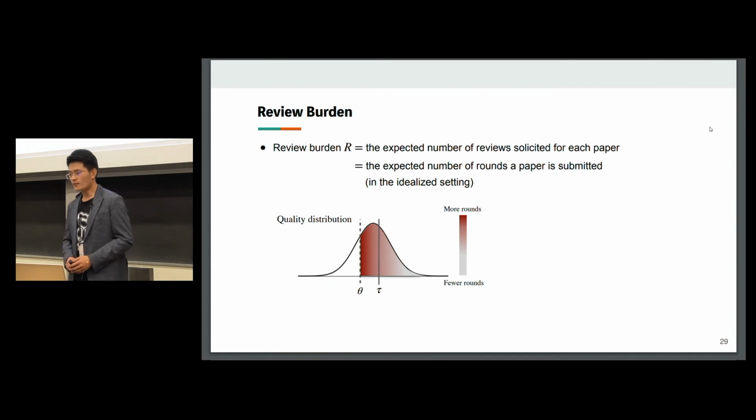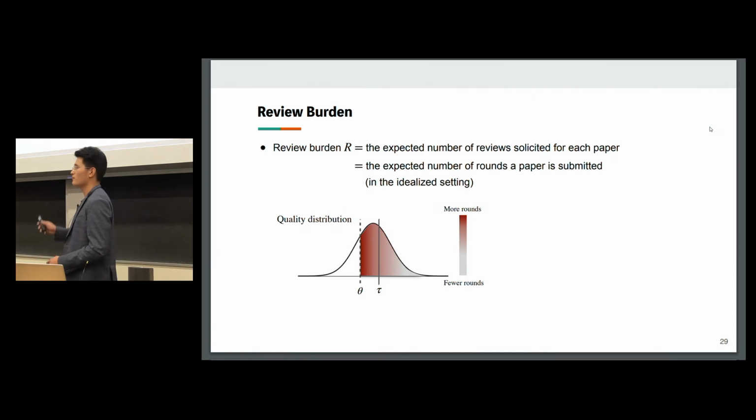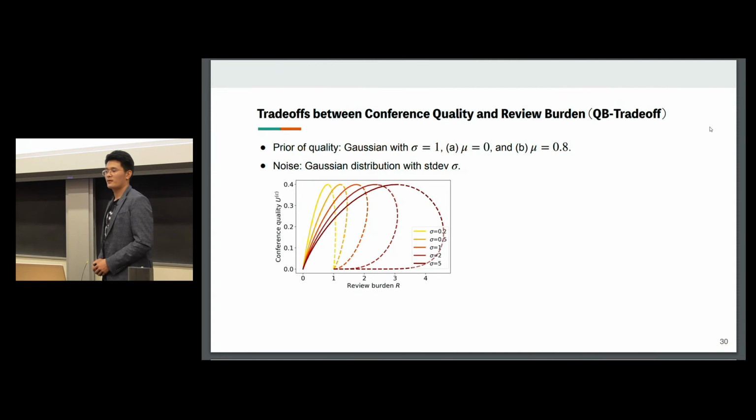So again, look at this figure. The quality distribution is like this Gaussian, and we use color to represent the expected number of rounds a paper is resubmitted before acceptance. You can see that the borderline papers close to theta have a darker color. That means they are experiencing a lot of rounds of resubmission. However, good papers will probably be accepted in the first round. So the review burden will be exactly equal to the integral over this area, weighted by the color. Now we are able to visualize the conference quality and review burden trade-off.